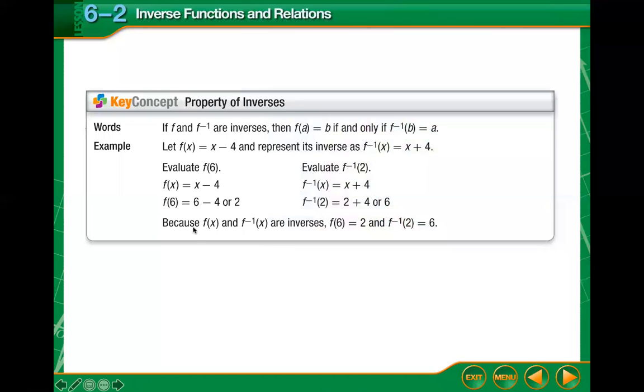So they did f of 6, which when they simplified they got 2, and then for the inverse that they have, x plus 4, they plug in 2, and when they simplify they got 6. If these two numbers, what you started with and what you finished with, match, then yes, they are inverses of each other. If they did not match, they would not be inverses of each other.